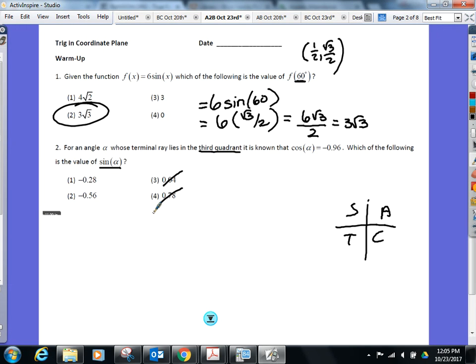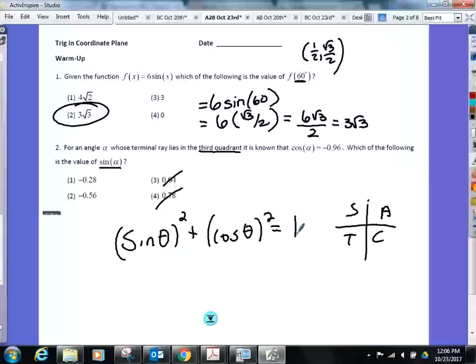If I'm given cosine and I want to find sine, what identity can I use? What's it called, Isabella? You're up. Pythagorean identity. Sine theta squared plus cosine theta squared equals 1. Ethan, where am I plugging that negative 0.96 in for? Cosine, yep. I'll let you guys go to work right now. Go ahead and finish it for me.